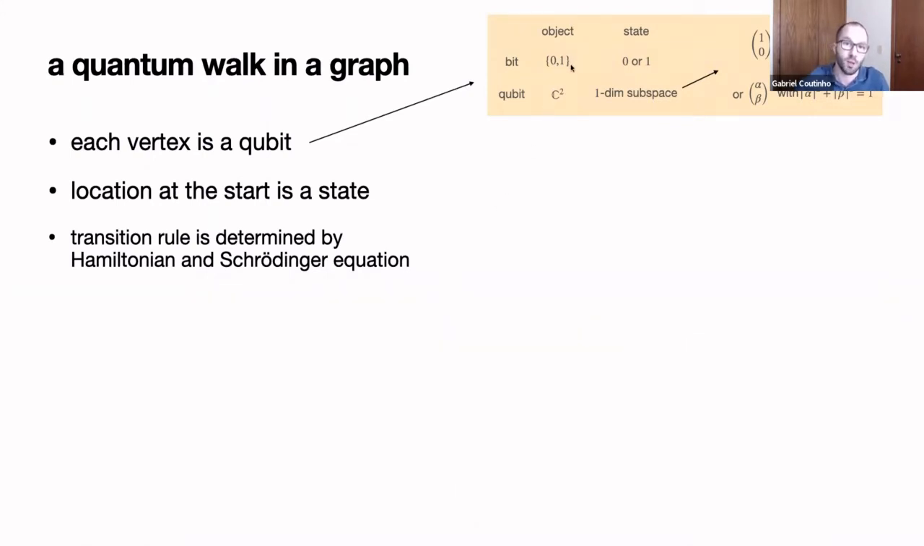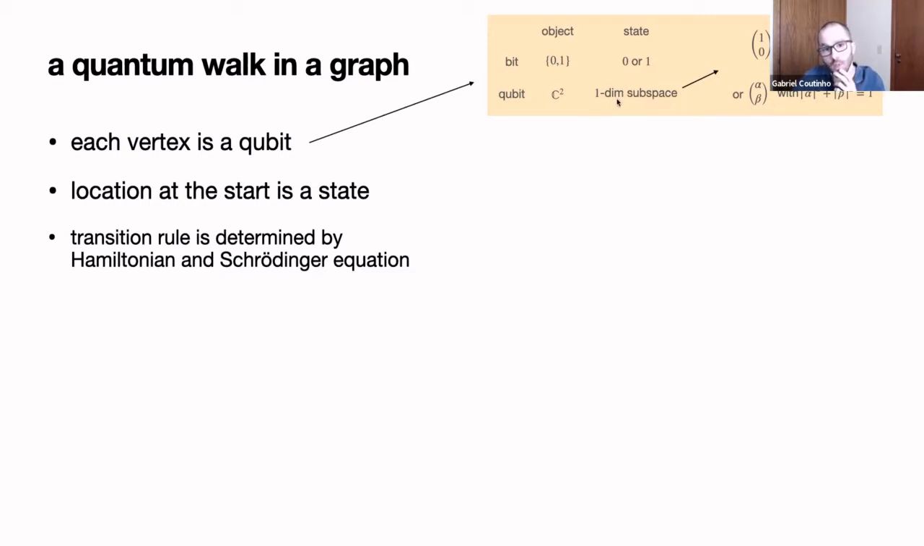So the same way that you can think of a bit as a mathematical object, the set with two elements, 0 or 1, which could be in a state either 0 or 1. So you select one of the two elements and you call that the state of your bit. The qubit, the generalization here, is instead of two elements, you have two dimensions. So you have a complex vector space of dimension 2, and your state, instead of being one element, is going to be a one-dimensional subspace. Okay, so this is the mathematical analogy. And physically, you can think of a bit as a transistor either on or off. A qubit would be, let's say, an electron spinning in a certain direction. You could think of it like that.